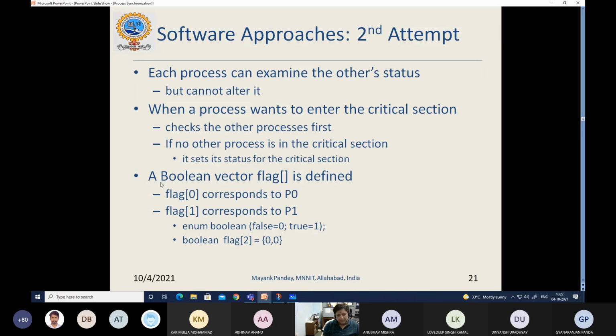So here what we are doing is declaring a Boolean vector flag, where flag 0 corresponds to P0 and flag 1 corresponds to P1. We have enumerated this Boolean array as false equal to 0 and true equal to 1. For example, Boolean flag[2] = {0, 0}, initialized to 0, 0. Both are initialized to false. So instead of the turn variable, we have taken one flag Boolean vector, where false is 0 and true is 1, initialized to false, false. Now let's examine this solution.